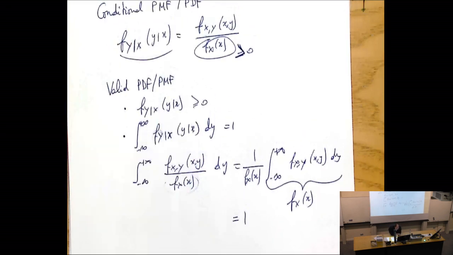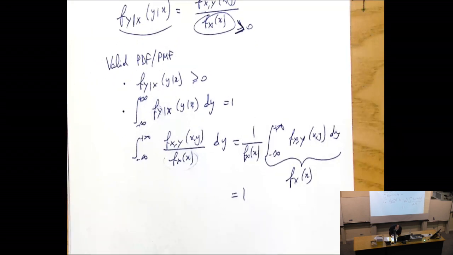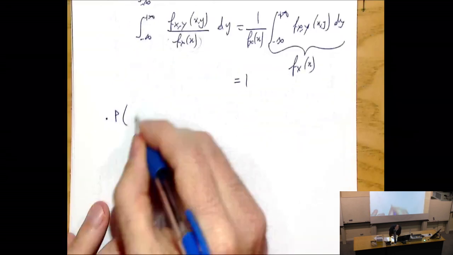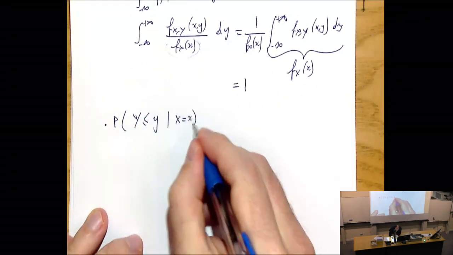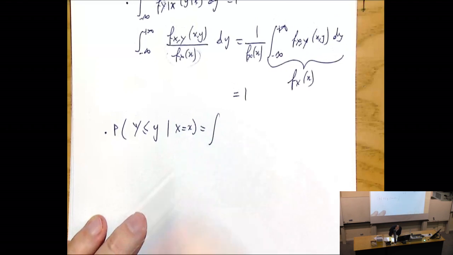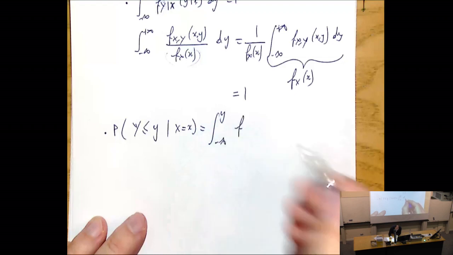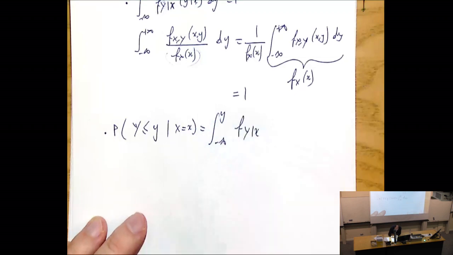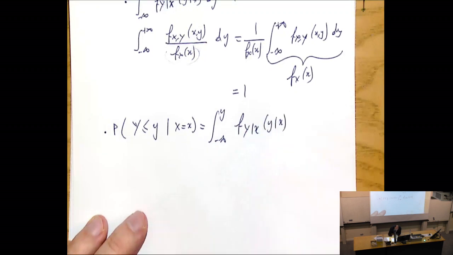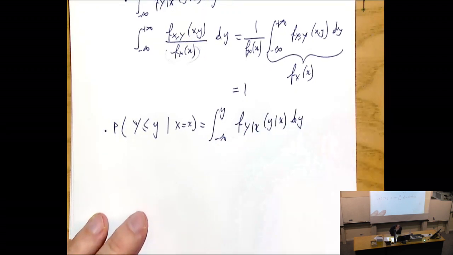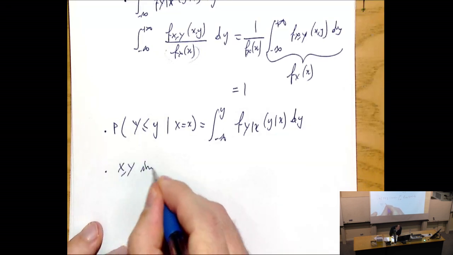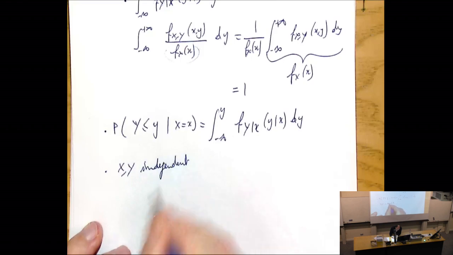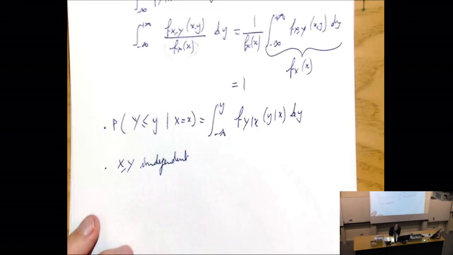And so if you have this conditional PDF and you want to compute, for instance, the probability of y being smaller than a certain value, given that x is equal to something, well, that's the integral from minus infinity to y of this conditional probability density function of y given x over all y. And now let's consider the case where x and y are independent, as we did earlier on when we defined the CDF.